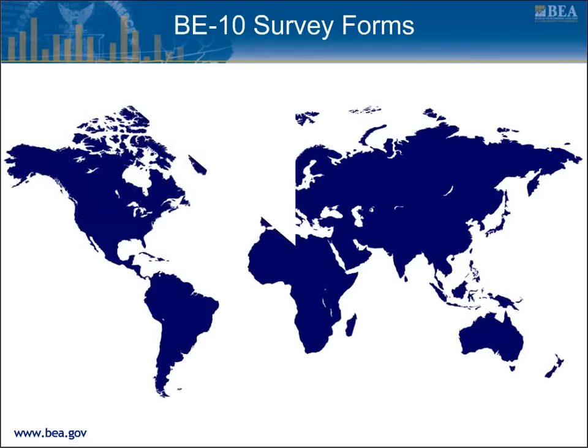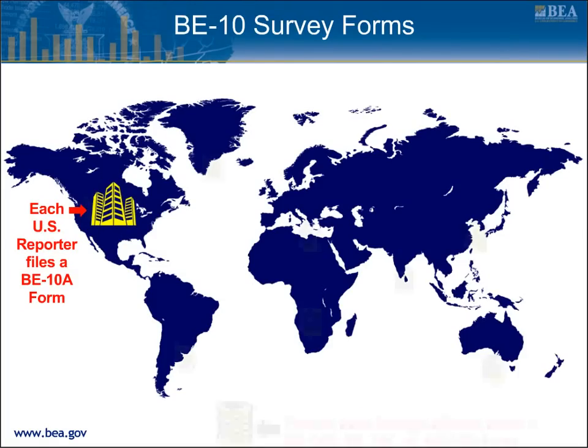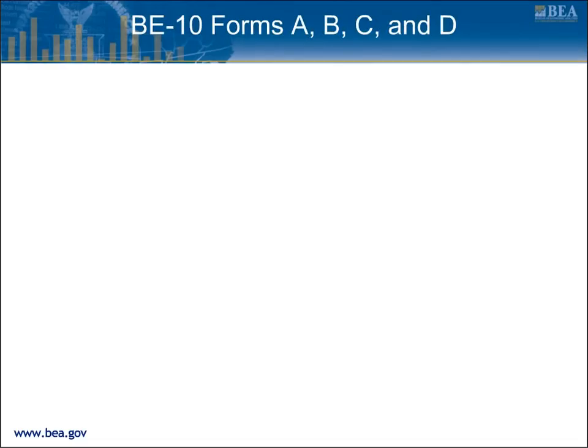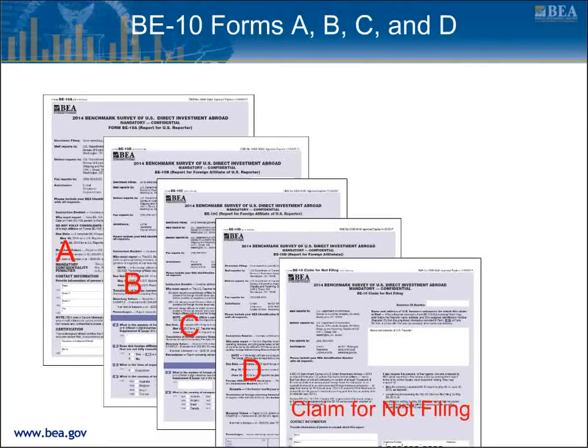The BE-10 survey includes BE-10A, B, C, and D forms. Each U.S. reporter files a BE-10A form for the U.S. parent company. Each U.S. reporter files a BE-10B, C, or D form for each of its foreign affiliates. Because the BE-10 is only filed every 5 years, some respondents may be seeing these forms for the first time. We would like to give you some helpful background about each of the BE-10 forms.